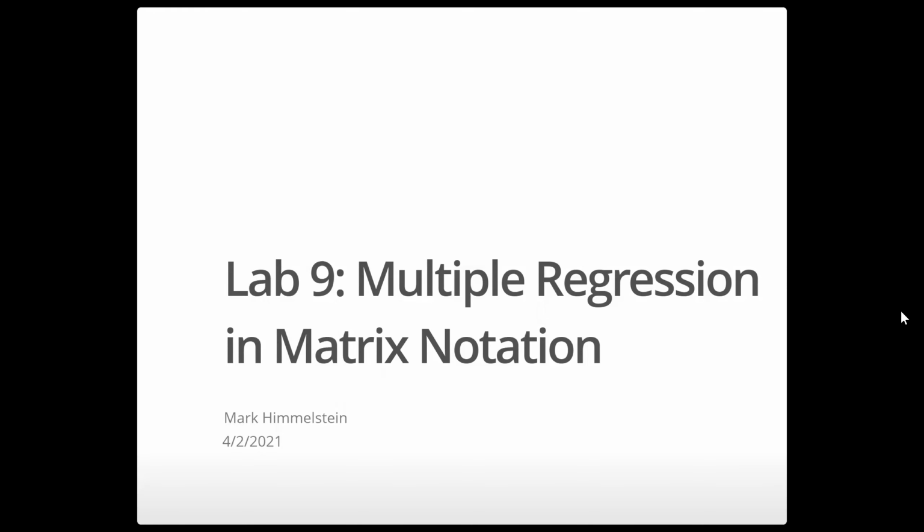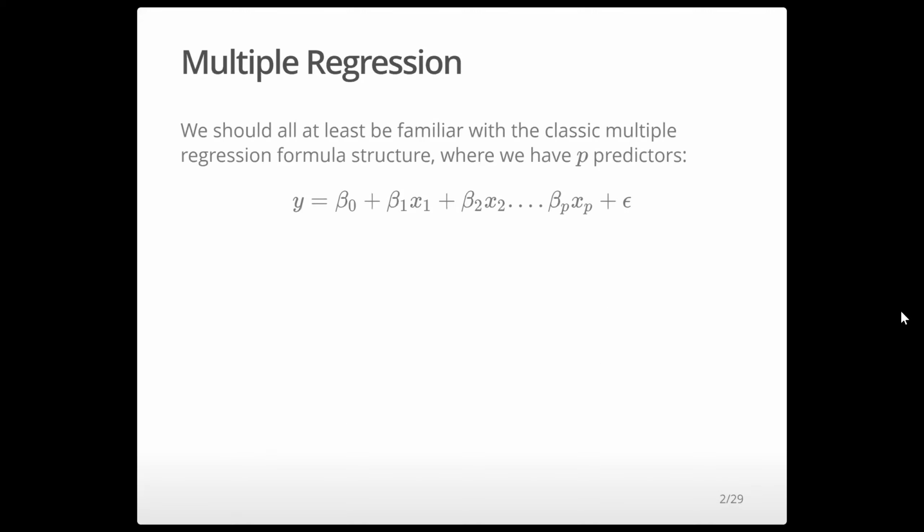This week, we're moving on from ANOVA, and we're going to start talking about multiple regression. And we're going to start with univariate multiple regression, but we're going to think about it in a new way because now we're going to look at it using matrix notation. So we should all be familiar with what a multiple regression model looks like.